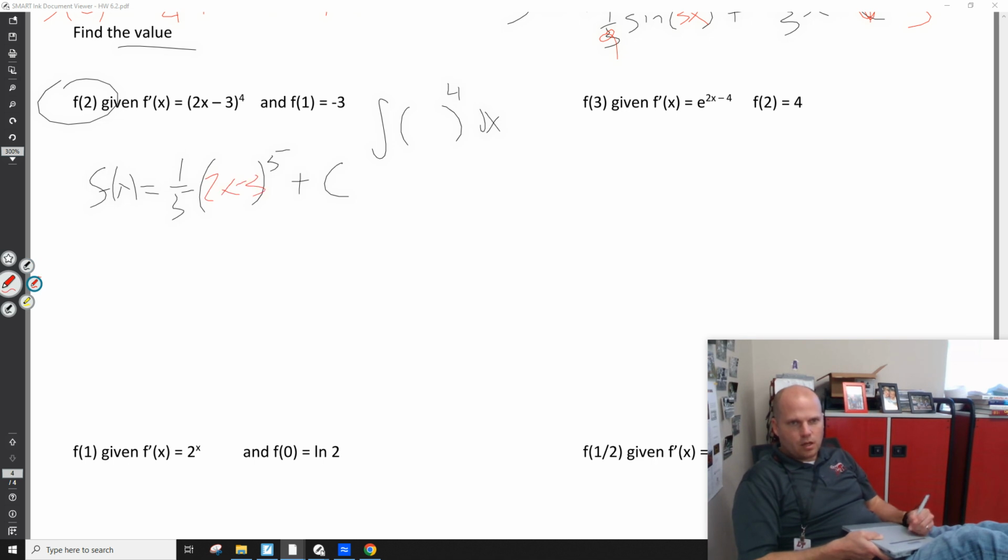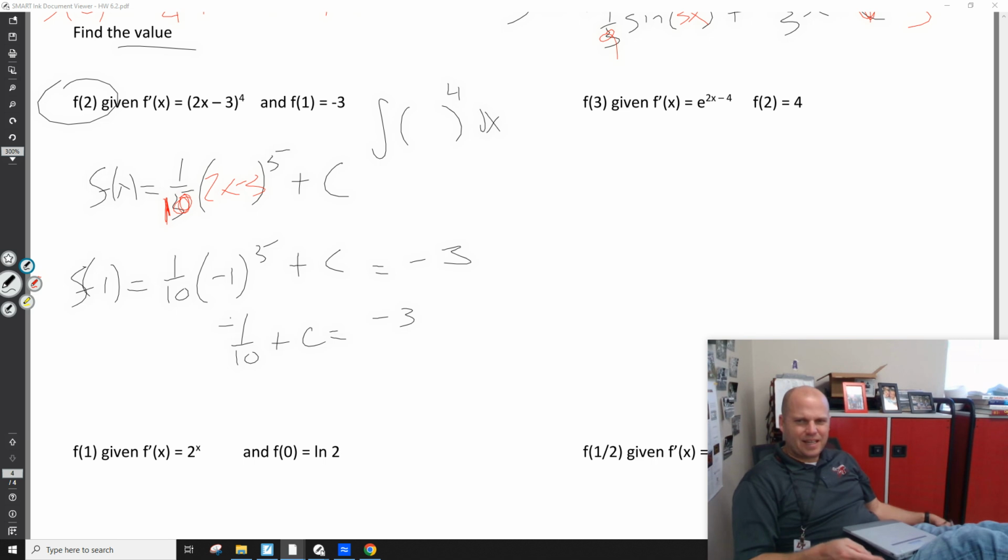Undo the derivative of the inside. That's a 1/10. Plug in 1 that equals negative 3. I get negative 1/10 plus c equals negative 3. That's negative 30/10. Plus 1/10 is negative 29/10. Jeez.